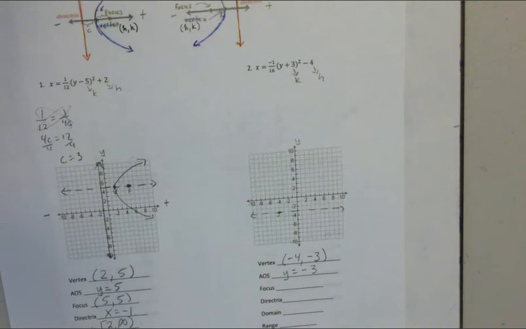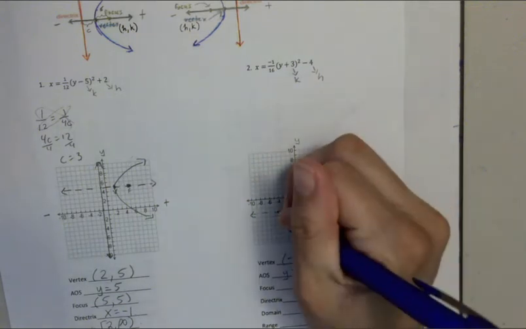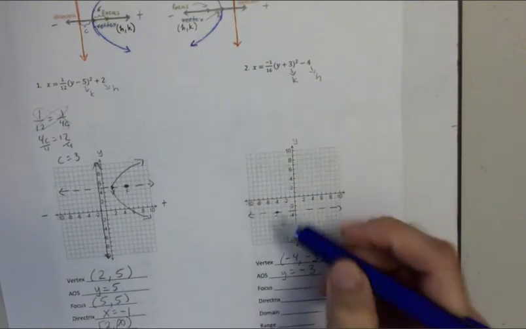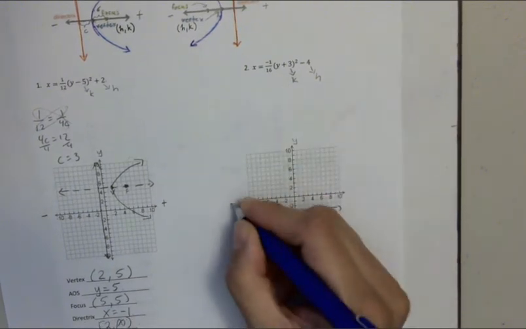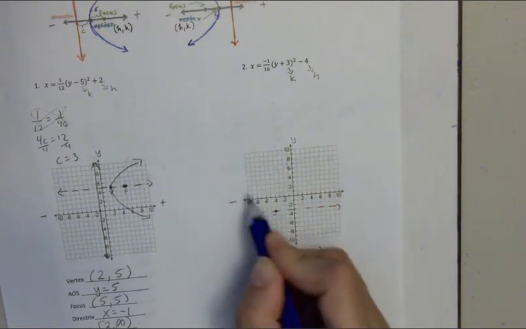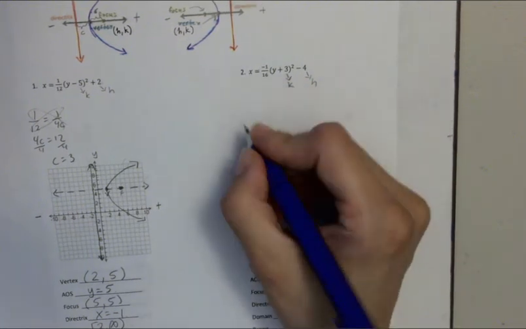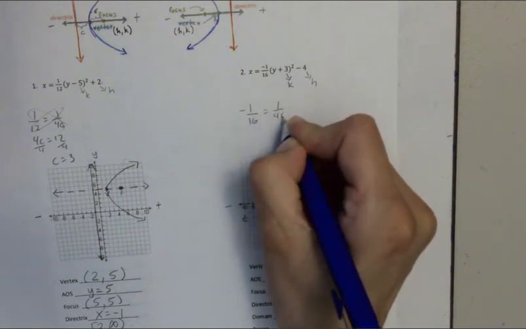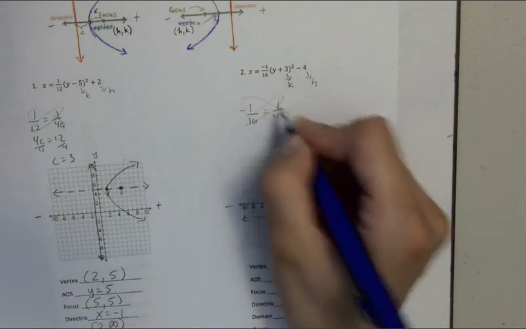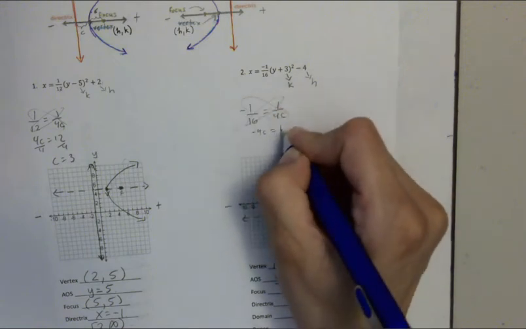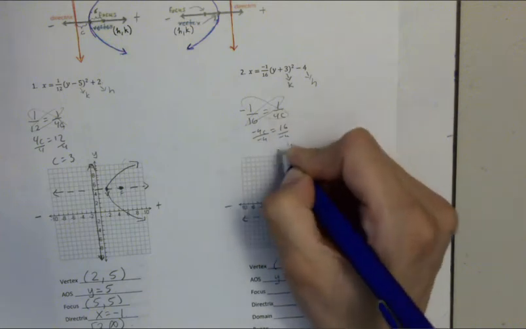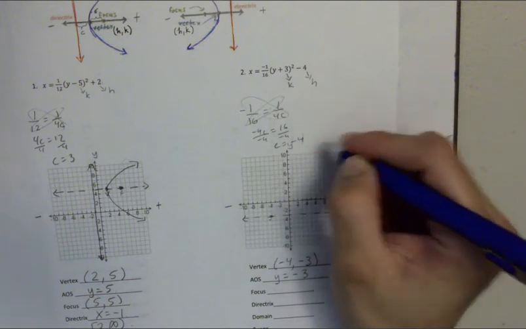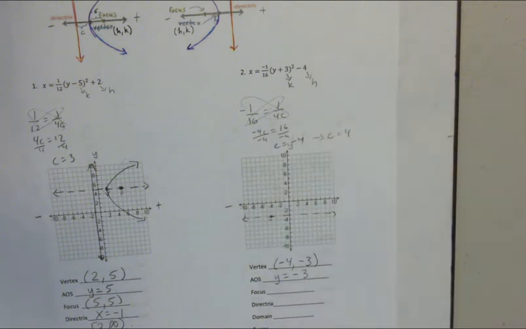All right, so now we need to find the focus and the directrix. So the focus, since this parabola is negative, we know it's going to open up along the x-axis in the negative direction. So it's going to open to the left here. So we want to go ahead and find that c value. So I have negative 1/16 equals 1 over 4c. I'm going to cross multiply. So negative 4c equals 16. Divide by negative 4, divide by negative 4. So c equals negative 4. But remember, it's a distance, so we're taking the absolute value. So we get c equals 4, okay?